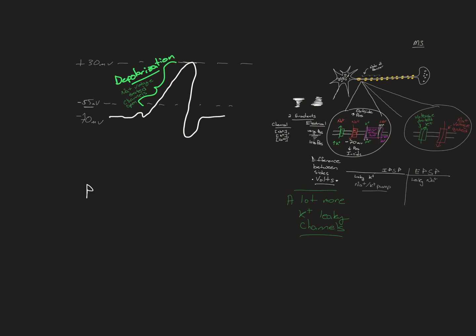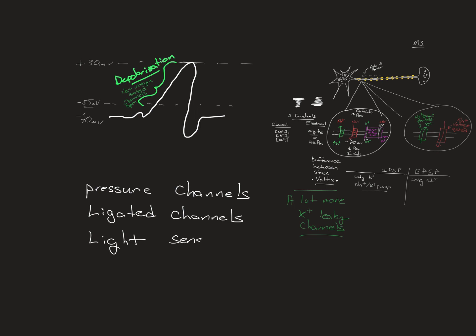We have the pressure channels, and you have the ligand-gated channels. I really shouldn't say neurons. I should say pressure channels. There are channels that are light sensitive in the retina of your eye, the rods and the cones. There are some that are sensitive to temperature.